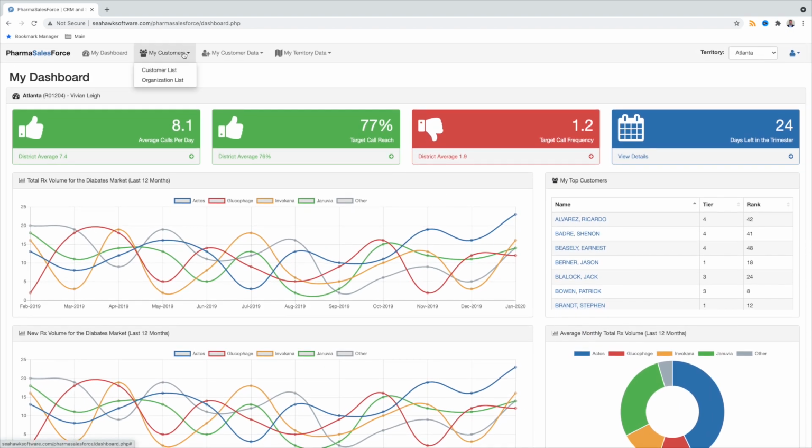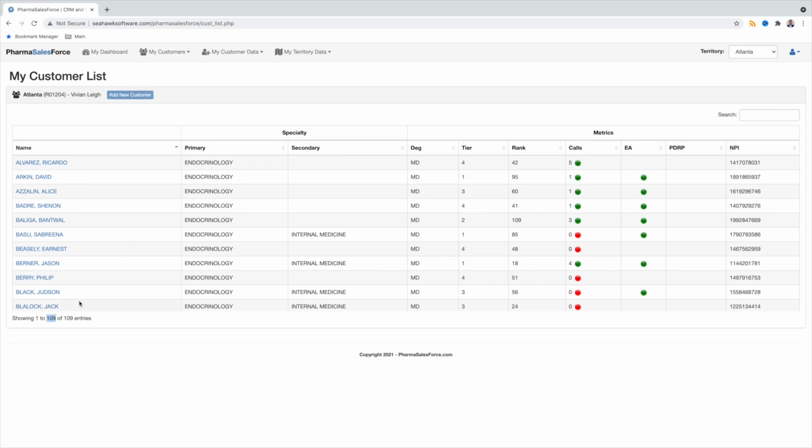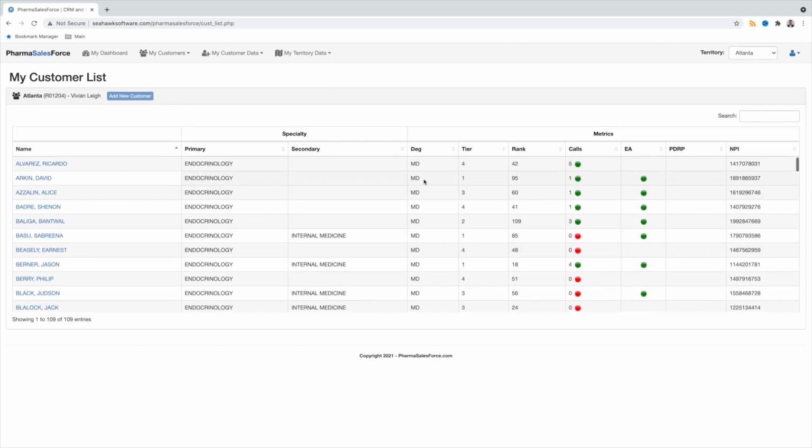If I go to the top and I go to a customer list, I can see a listing of all my individual HCPs for my territory. These are my targeted doctors. I have 109 in total showing. And as I scroll through, I can see what their degree is in, what their primary and secondary specialties are, what tier they have, their ranking in my territory, the number of calls I made on them for this specific trimester, if they're an early adopter or not, and if they're a PDRP opt-out.